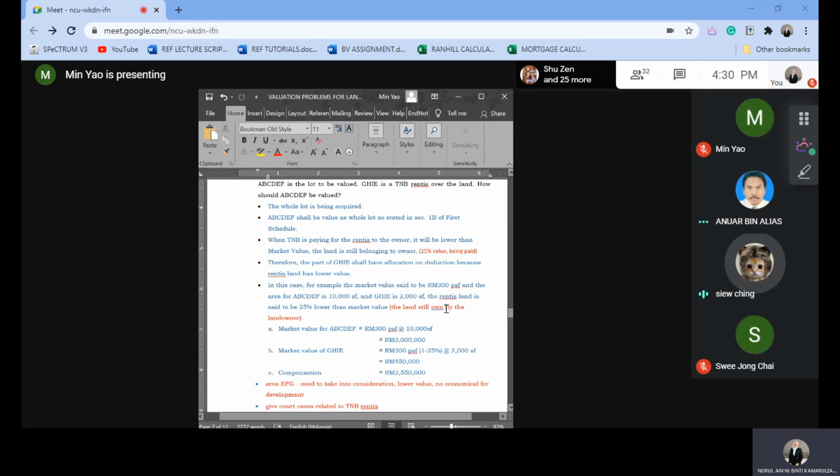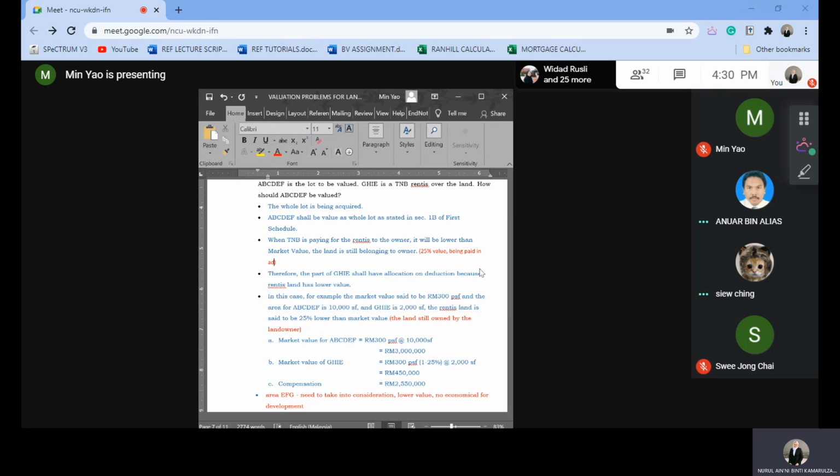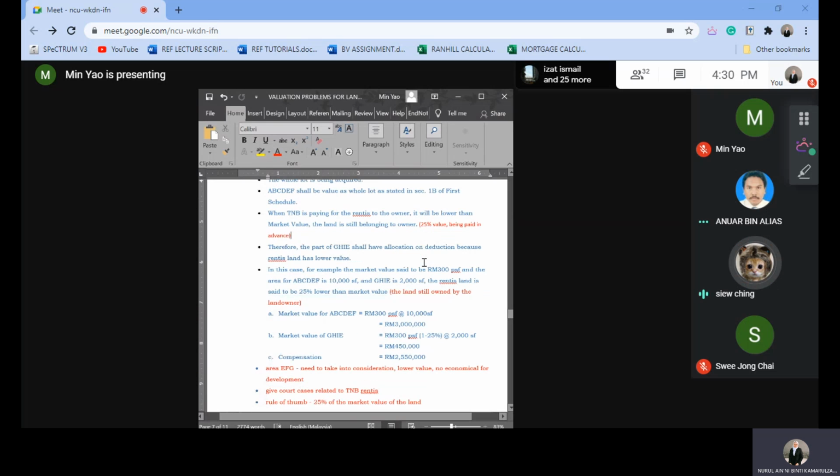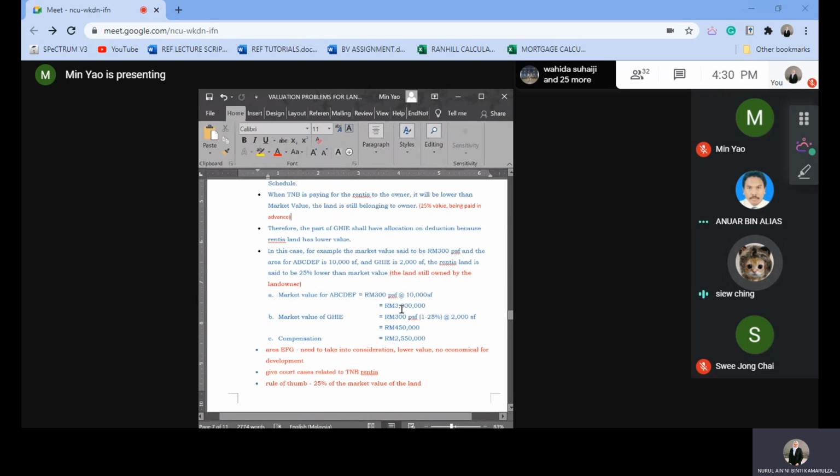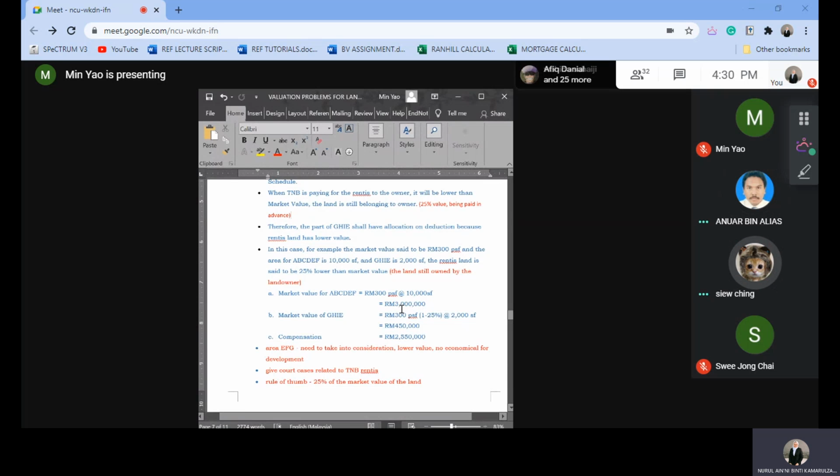But in the real life, since 25% is given for the rentis, the owner will actually get only 50% of the value of the rentis area, because at first, when the TMB acquires the land for the rentis, they will pay 25%. And then at land acquisition, the value of the land is also 25%. So the owner actually only gets 50% of the value of the land. In this, Mingyao's example here, he is not giving 25%. He gives a drop of 25%, 1 minus 25%. Do you see that? I see. He is not giving 25%. He gives 75%.